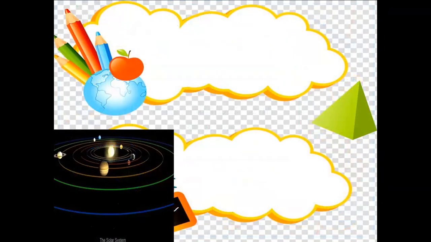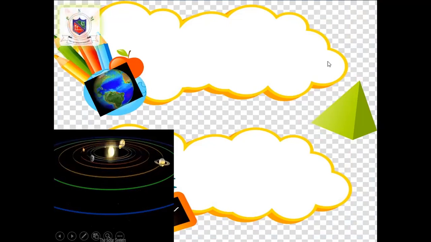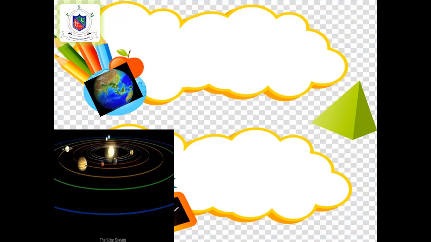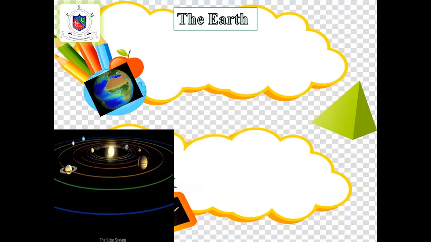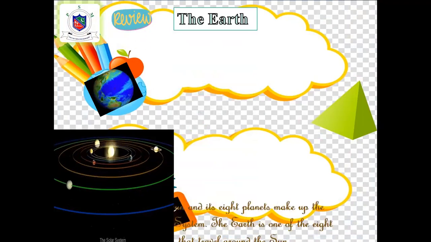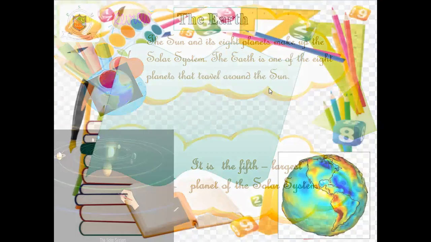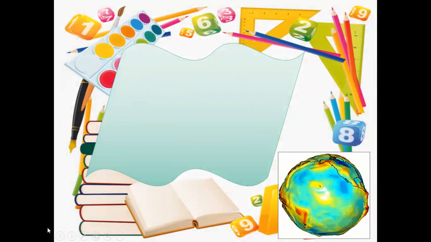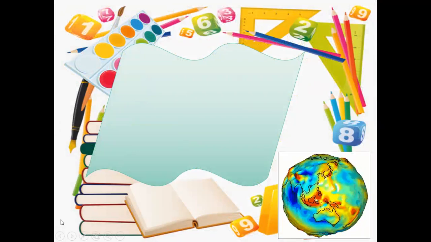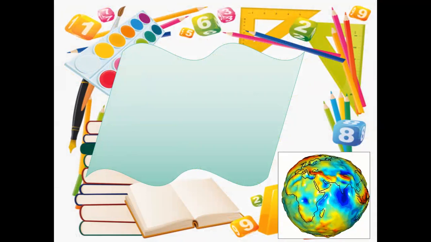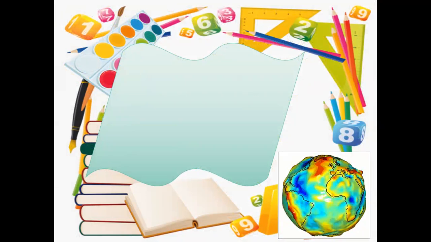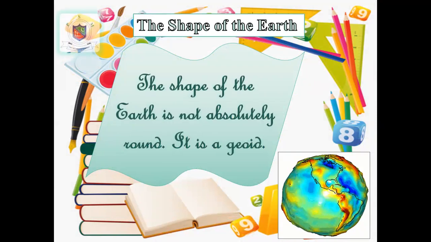Today, what is the earth? Do you know about the earth now? Yes. The sun and its 8 planets make up the solar system. The earth is one of the 8 planets that travel around the sun. It is the 5th largest planet of the solar system. The planets follow oval paths or orbits, so their distance from the sun is always changing. Sometimes it is near, sometimes it is far.